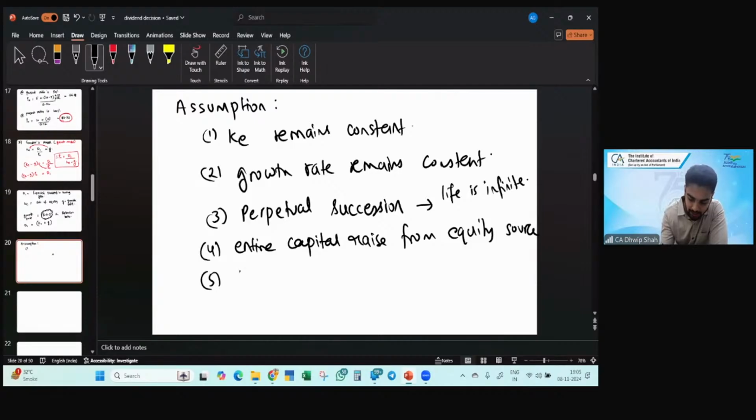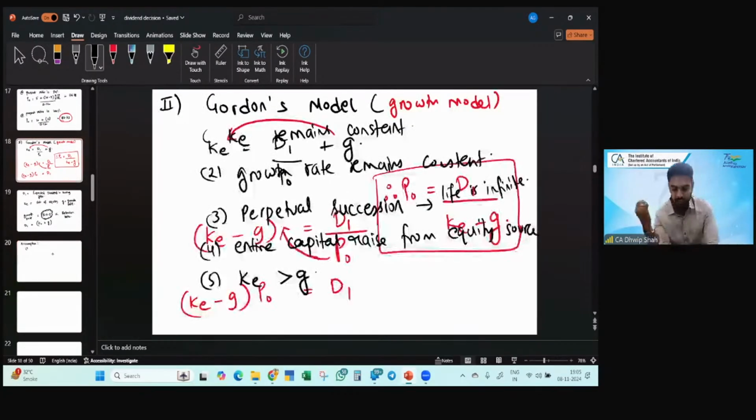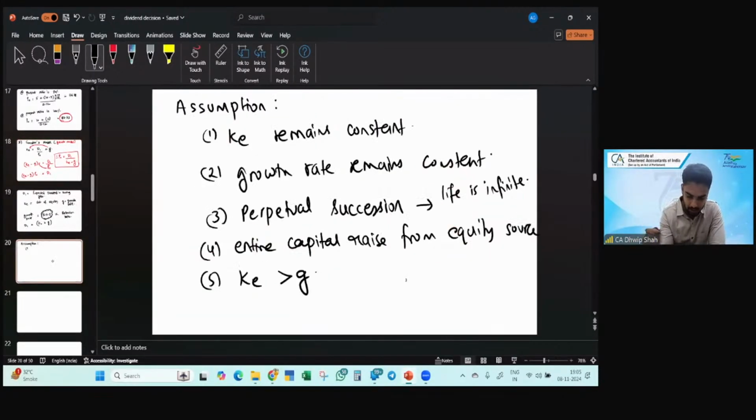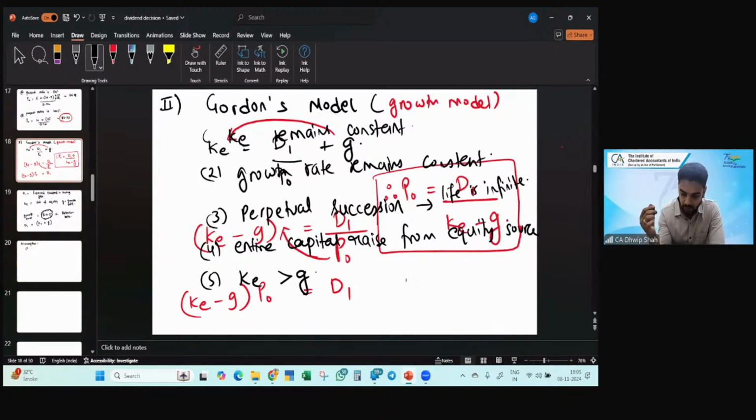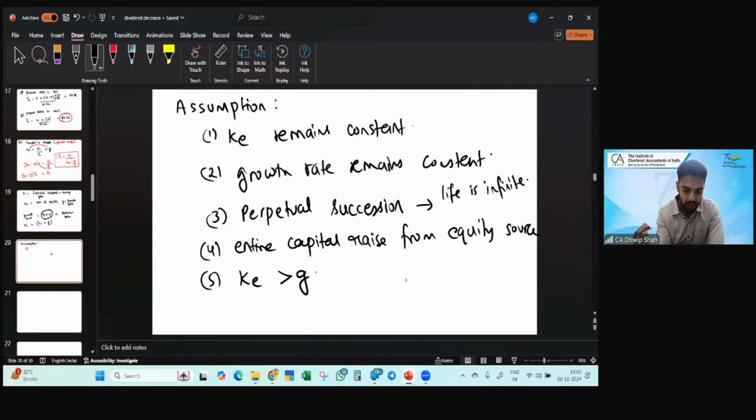Last but not the least, this is very important. KE should always be greater than G. KE should always be greater than G.